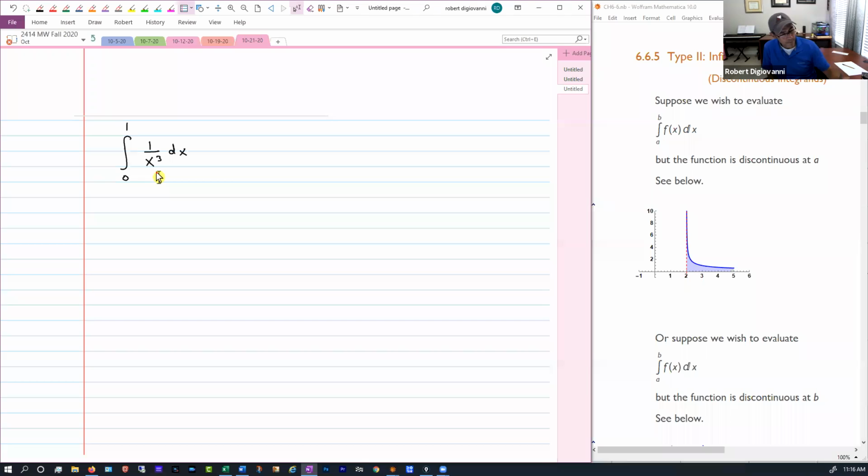Okay, let's see. Well, we have to realize we have a problem, right? We have to realize that the endpoint there, 0, is a problem. So we're going to approach it from the right. We're going to set up a limit. T is going to approach 0 from the right, and we are going to replace the lower limit of integration with T.